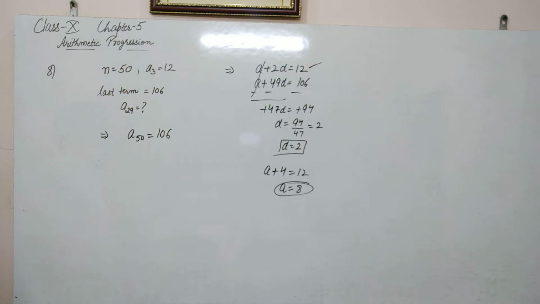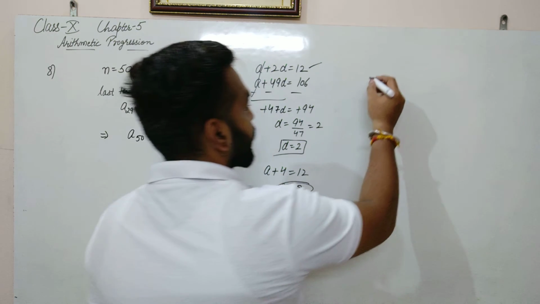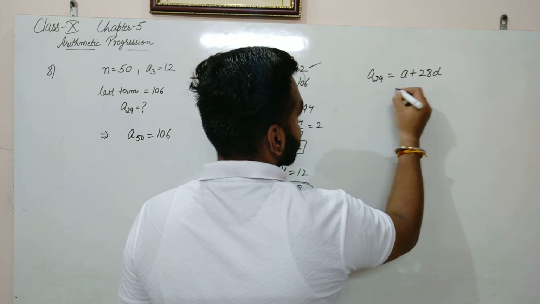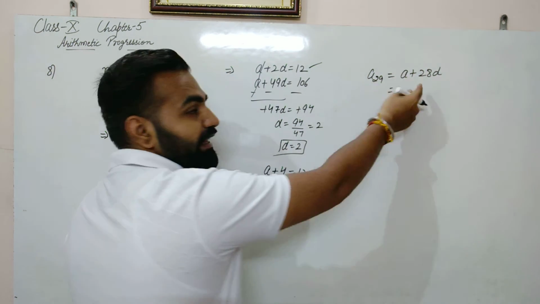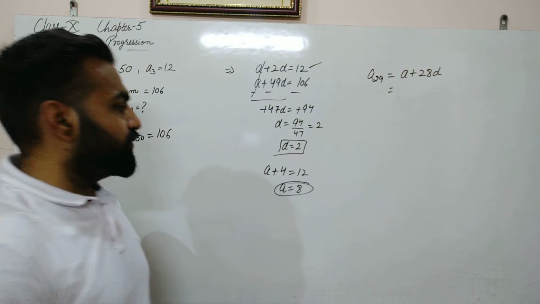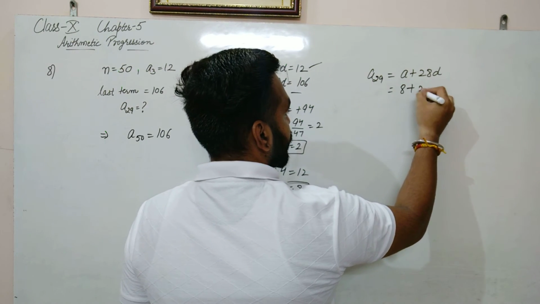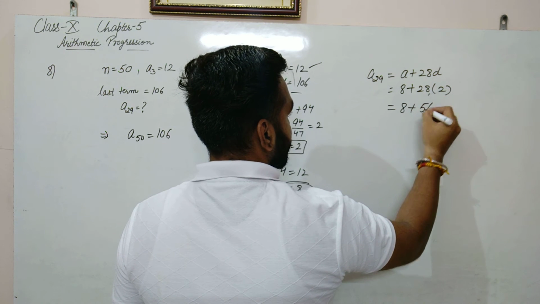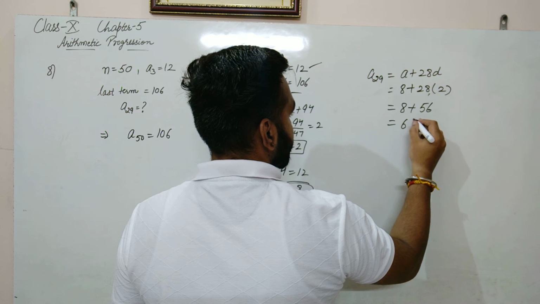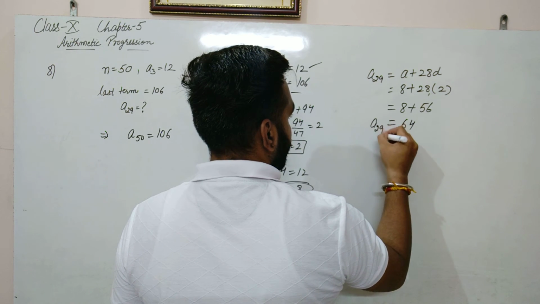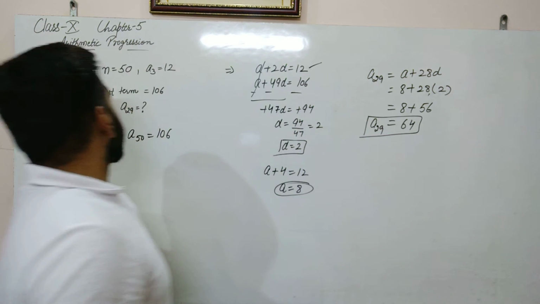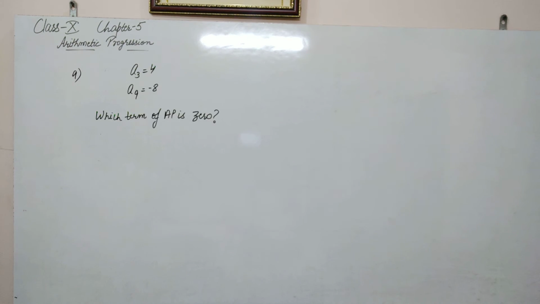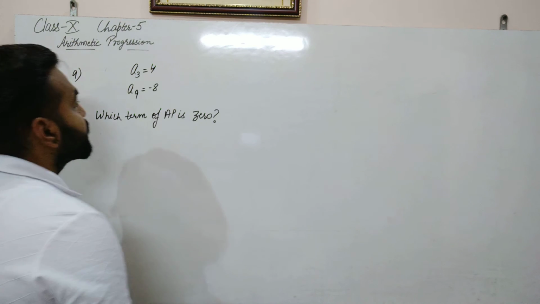Now we have to find the value of A29. So how can we write A29? A plus 28D. The coefficient is 1 less than the 29. So what is A? 8. 28 into D, D is 2, this is 56. So the answer will be 8 plus 56, that is 64. So this was question number 8. Now see question number 9.